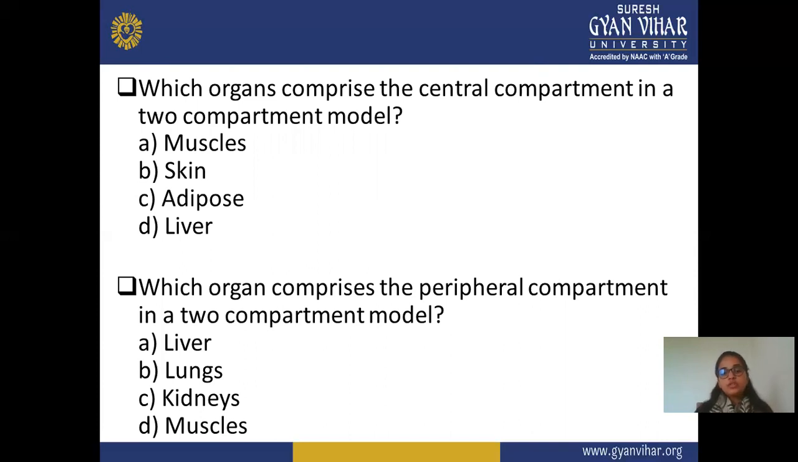Next question is: which organ comprises the peripheral compartment in the two-compartment model, just the opposite of the previous one. We know what the peripheral compartment is and which tissues and organs are involved. In this, option A is liver, B is lungs, C is kidney, and D is the muscle.